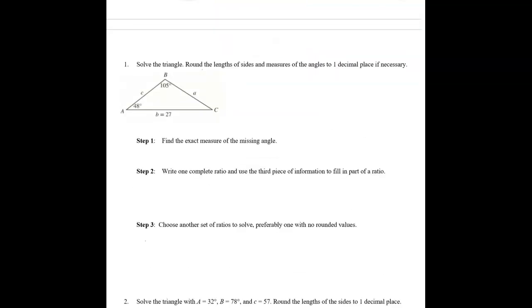In example 1, we are given a triangle to solve, so we want to find all of the missing values. What's missing in this triangle is capital C and little a. What we have in the triangle is capital A, capital B, and little b. Notice that we do have a pair of an angle and its opposite side. The pair that we have is capital B and little b.